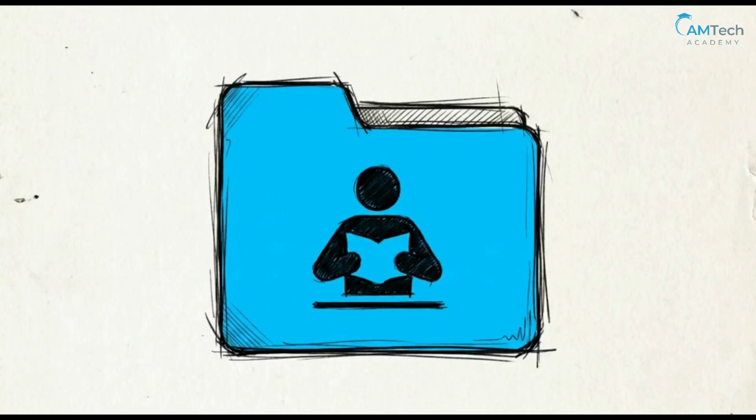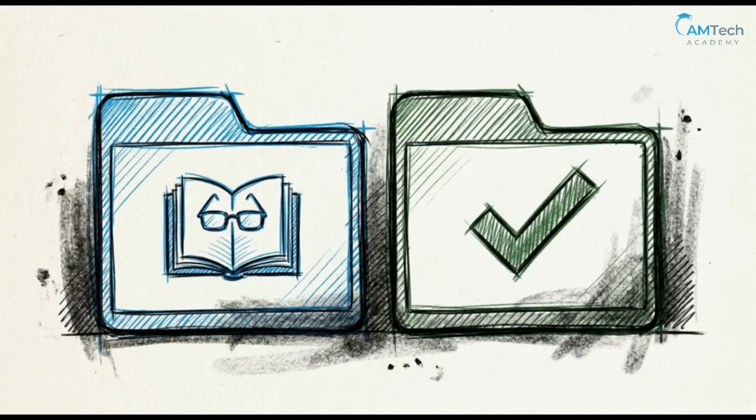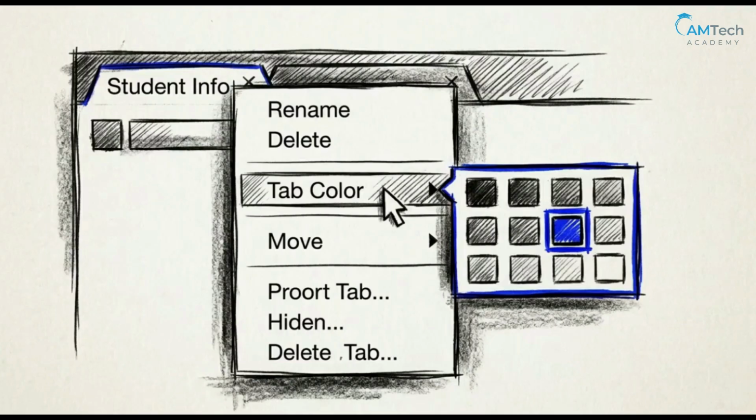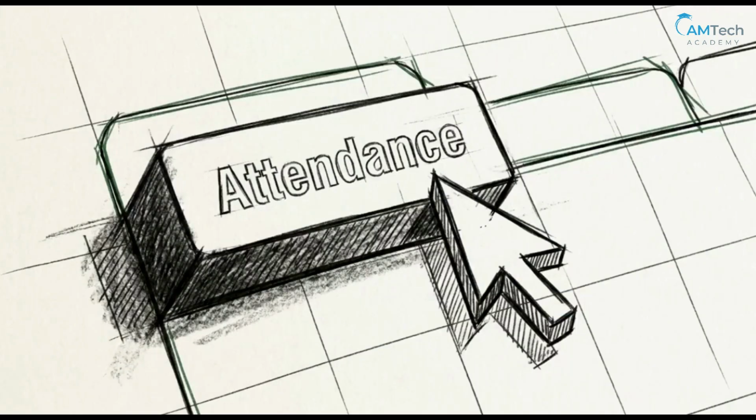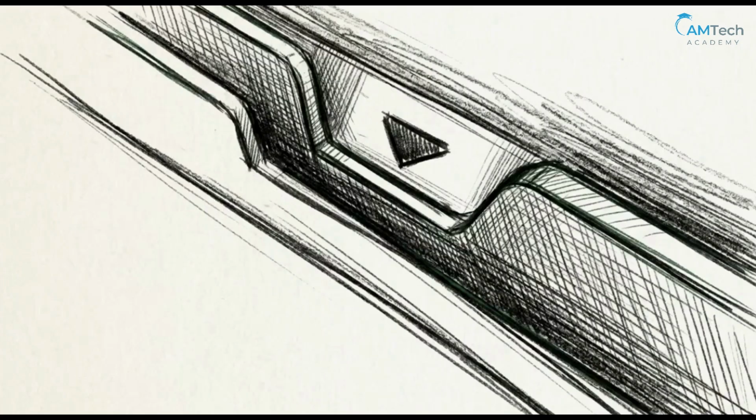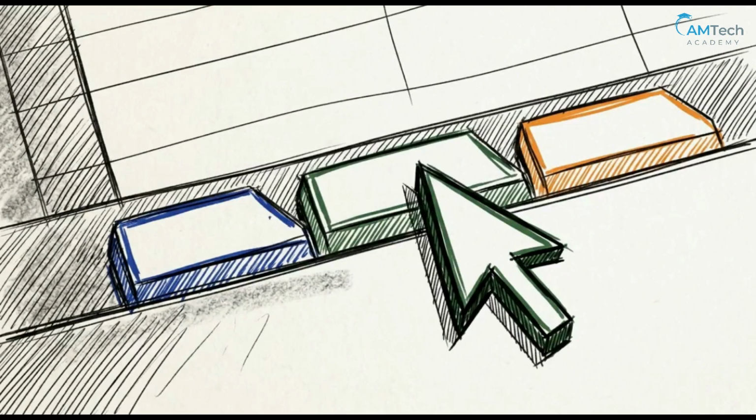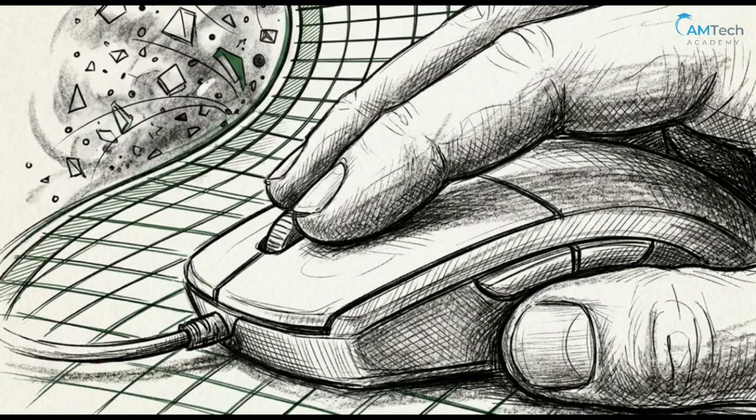Name 1, Student Info. Name 2, Attendance. Name 3, Scores. To make these tabs immediately recognizable, right-click the Student Info tab, select Tab Color, and click a specific blue swatch from the palette. If your tabs end up out of order, click a tab, hold down your mouse button, and drag it left or right. A small black arrow will appear to show you exactly where it will drop when you release the mouse. Using specific colors and clear naming conventions removes the friction of searching for information. You immediately know exactly where to click during rapid data entry, eliminating navigation errors.